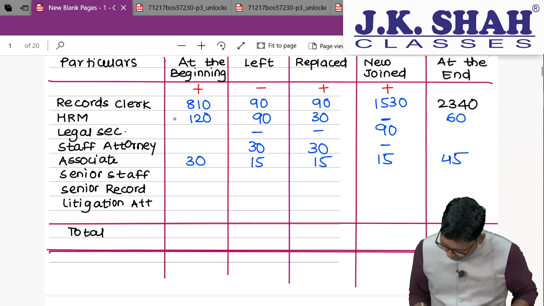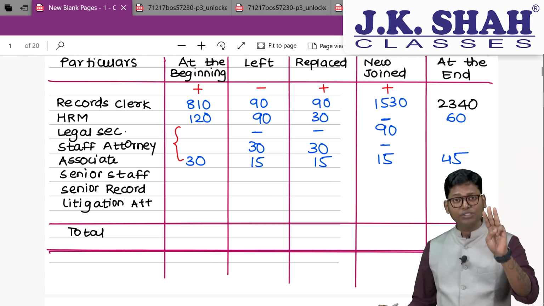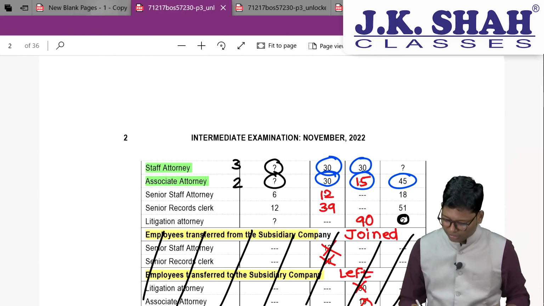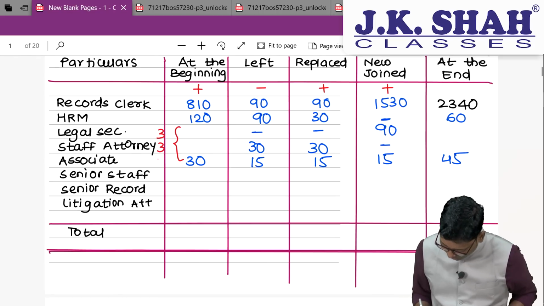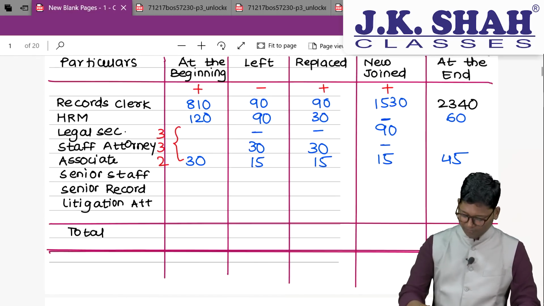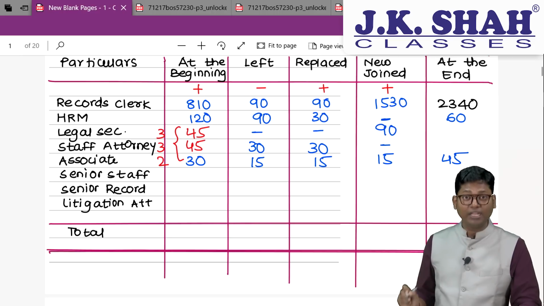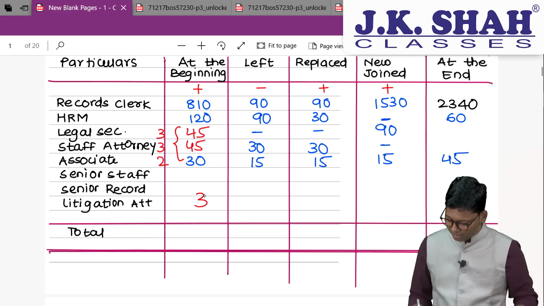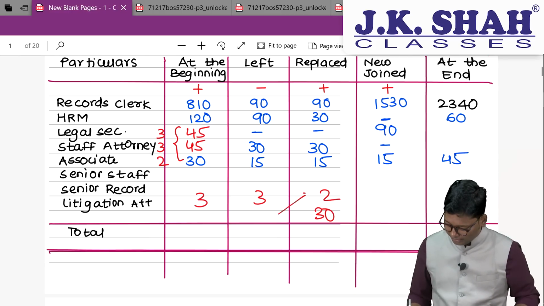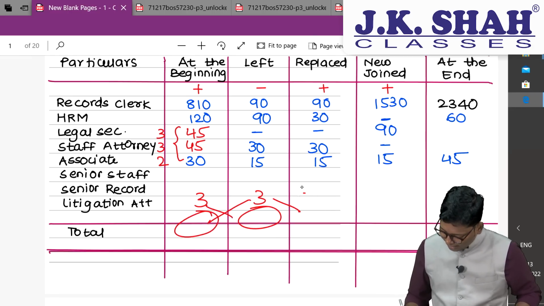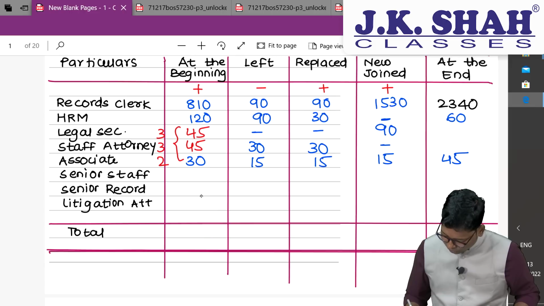Now if you check the strength of the first 3 posts, they have given you legal secretary, staff attorney and associate attorney related ratio. As per our discussion, this ratio is 3:3:2. You need to cross multiply: 30 into 3 divided by 2 equals 45. This will come to 45. I just computed the ratio-wise calculation. It is 3, 3 and 2. If 2 is 30, then 3 is how much? And again 3 is how much? This is what I have computed by cross multiplication of the given data to get the answer.